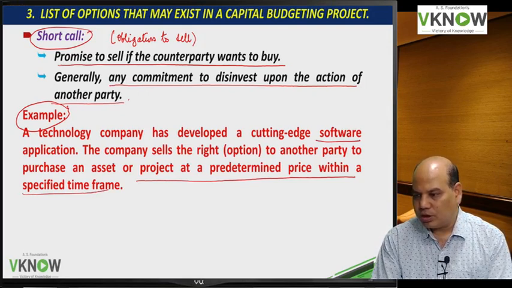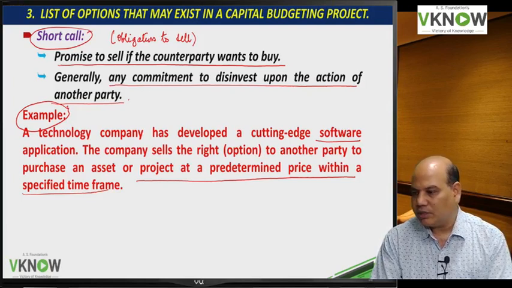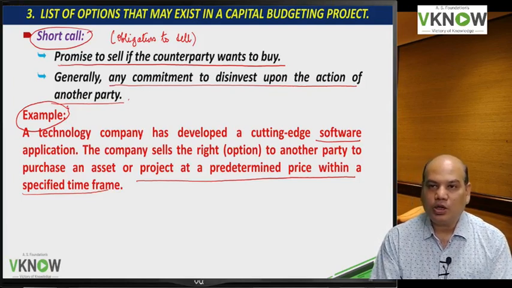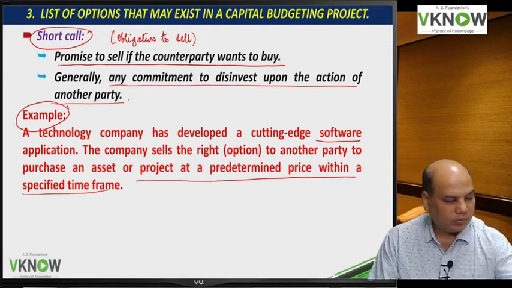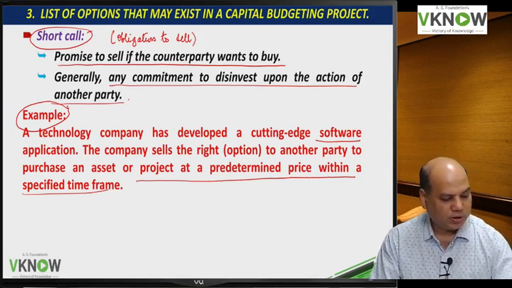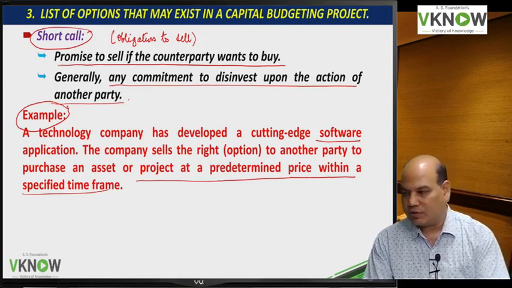You have an obligation to sell the software or the software project to another party at a predetermined price within a given time frame, only if the other party is willing to buy. If he is not willing to buy, the option would lapse. The other party will evaluate his options on the expiry date, and if he thinks it is profitable to exercise, then he will exercise.